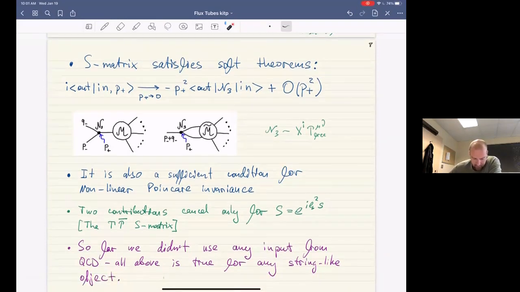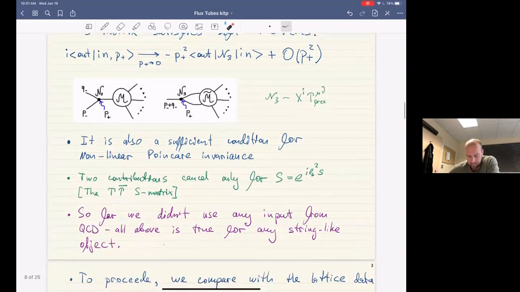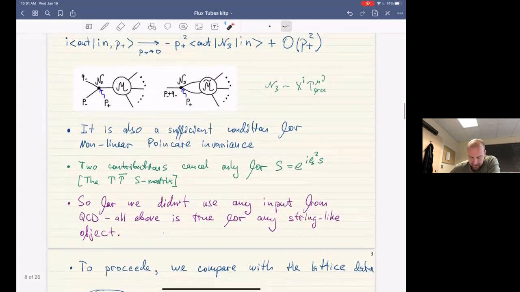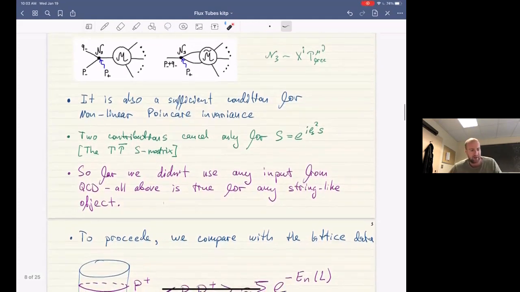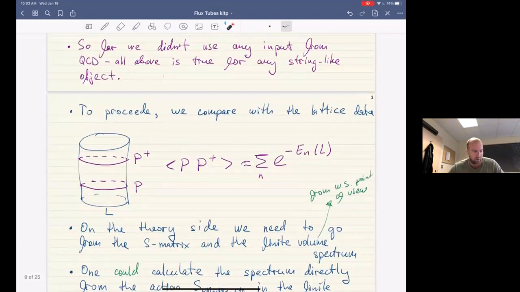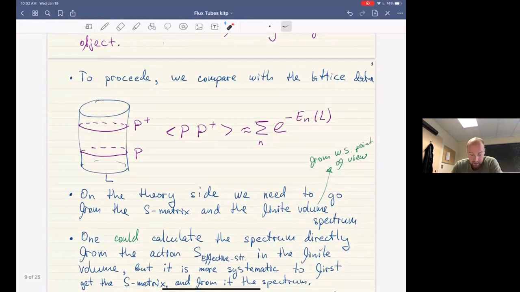Okay, anyway, so far we didn't use any input from QCD. So all of the above is true for any string-like object in a Poincaré invariant theory. Okay, so to proceed to say that we actually study the QCD string, we go to the lattice. So on the lattice, as Andreas reviewed in his talk, people measure the two-point function of these Polyakov loops.